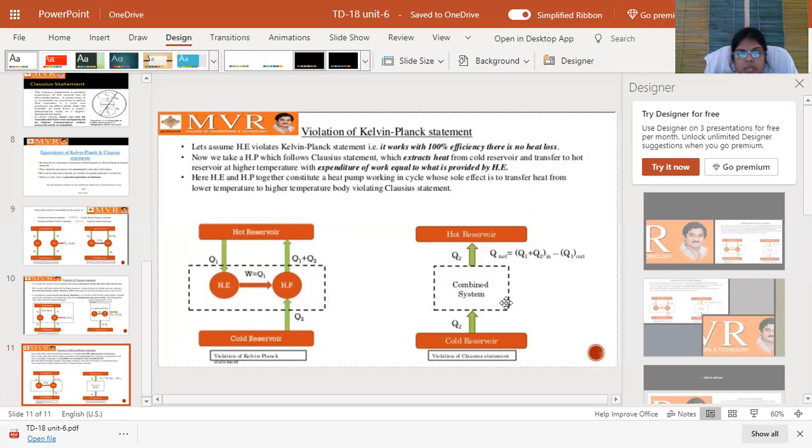This is the combined system, Q2. So Q dot net is equal to Q1 plus Q2 minus Q1. This is Q1, the supplied work done. Because work done is taken from the heat engine, and heat is supplied from Q2 to Q1 plus Q2. So what is our final work done? Q1 plus Q2 minus Q1 out. So this is a violation of the Kelvin-Planck statement.